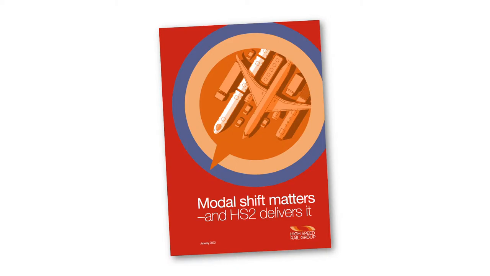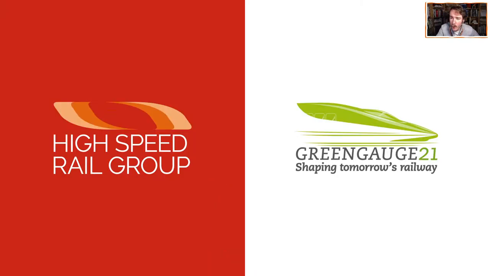Before we do that, though, it's worth caveating all of this. Hello, it's me. Hi. We'll caveat this by going, who is High Speed Rail Group? What is that? Because two bodies actually wrote this paper. Actually, it was written by one, Green Gauge 21. It was written by these folks here, Green Gauge 21. It was kind of procured for them by High Speed Rail Group.